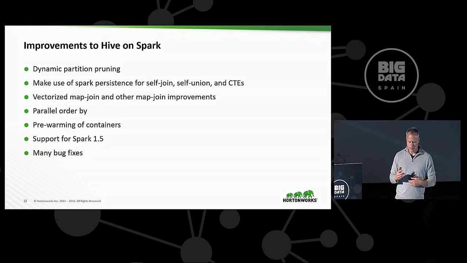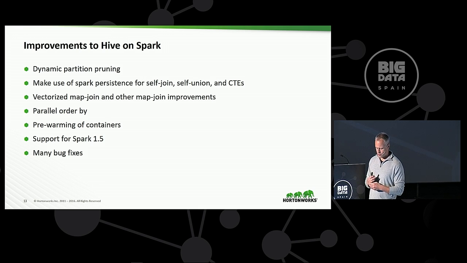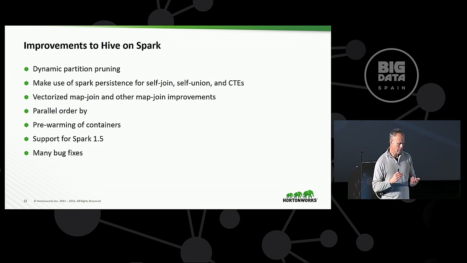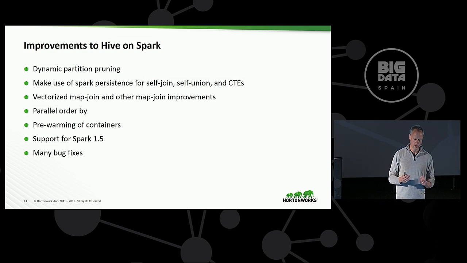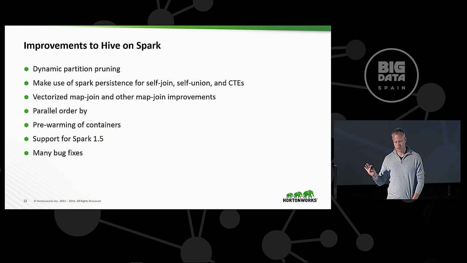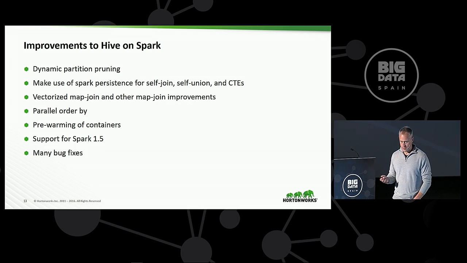And then support was added to do a better job of warming containers for Spark. The way Hive on Spark worked at first, there was a bug in the interaction between Hive and Spark where it would often end up not using all the containers it should have, and that was fixed and made much more efficient. And then support was added here for Spark 1.5. I'll talk later about updating that, since obviously Spark has moved a ways past 1.5 now.